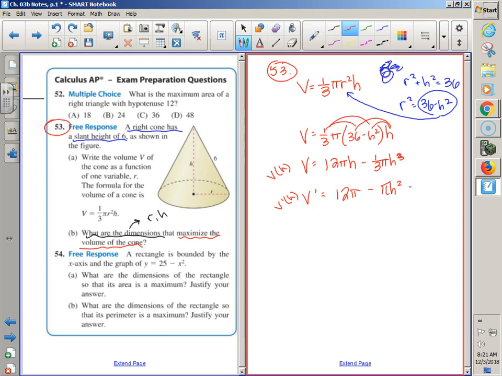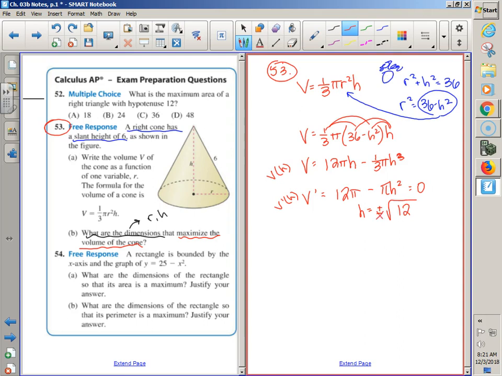Yeah? Whole point, critical number, set equal to 0, no DNEs because there's no denominator. If we subtract the 12 pi, divide by a negative pi, what's 12? We bring down the 3. Power rule. Sorry, subtracting the 12 pi and dividing by the negative pi, that's 12. And I think we get h is equal to plus or minus square root of 12, but wait, which one does not make sense? Yeah.